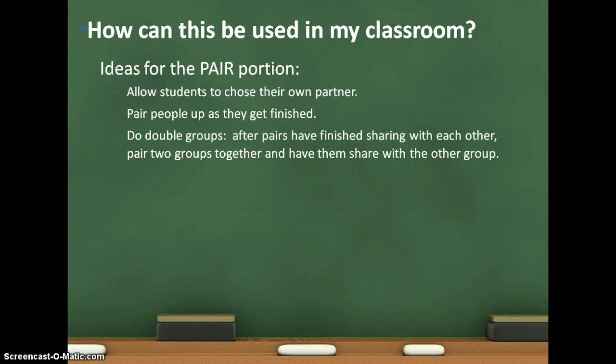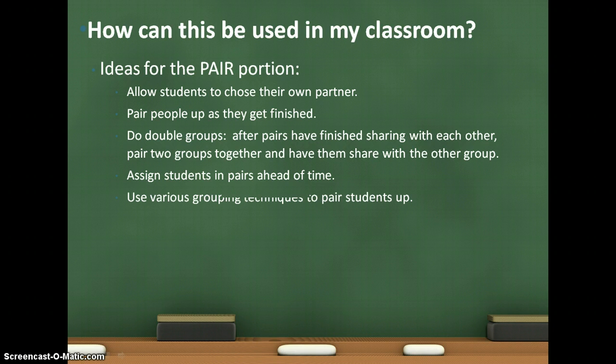One of the things I like to do is something I call double groups. So you have the pairs and they're sharing with each other, but then after they finish, you pair up two pairs together. So you have a group of 4, and then in this group of 4, each partner shares what they have discussed. And this is good for something that's maybe more complex, if there's more discussion that could be had. It gives us an extra opportunity to have that behavioral rehearsal before they have to share it with the whole class. And of course, you can always assign students in pairs ahead of time, which can be very helpful if you've got students that should or should not work together.